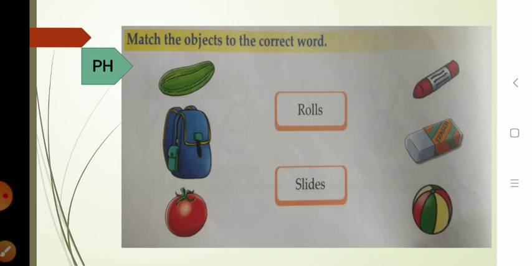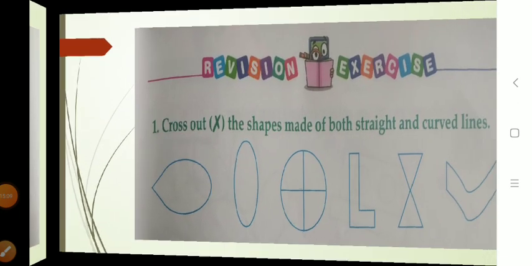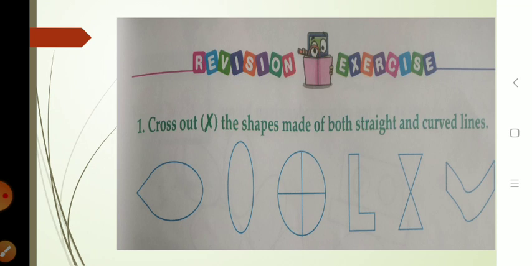Now we will move to our next topic. Now we will see the exercise, the revision exercise regarding this lesson. For that you have to open textbook page number 83. See what exercise is given first. Cross out the shapes made of both straight and curved lines.